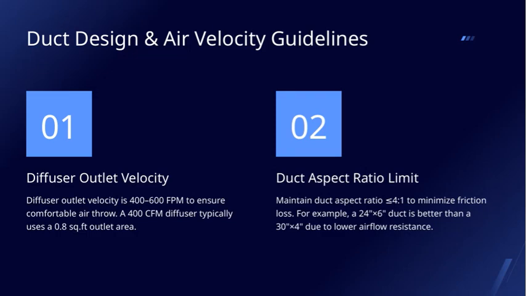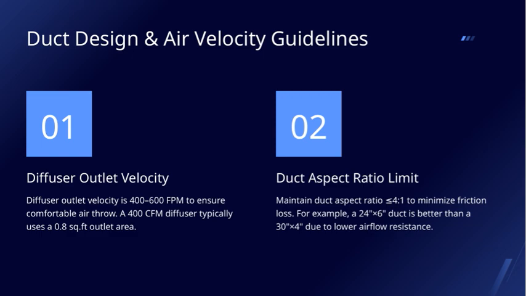Let's talk about maintaining the duct aspect ratio, which should be kept at or below 4:1. Why is this important? Well, a proper aspect ratio helps minimize friction loss within the duct system. For example, if you compare a 24-inch by 6-inch duct to a 30-inch by 4-inch duct, the 24 by 6-inch duct is actually better because it offers lower airflow resistance. Keeping the aspect ratio within this limit ensures that air moves efficiently without unnecessary pressure drops, which is crucial for system performance and energy efficiency.